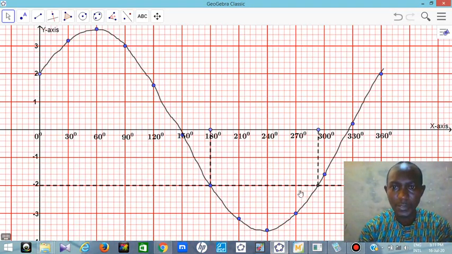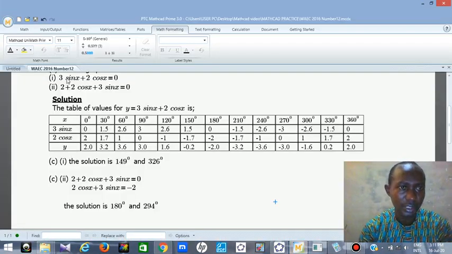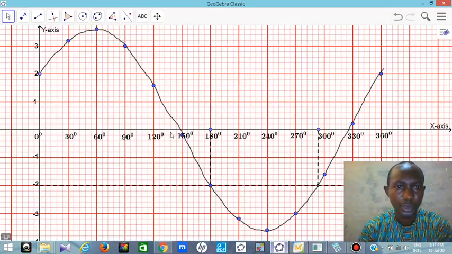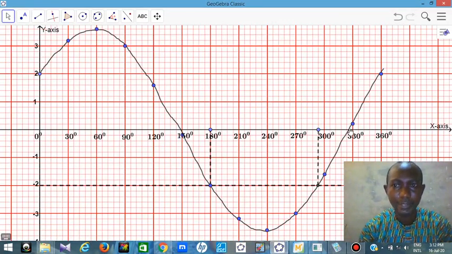Just do the same. Then to solve the two solutions they ask you now, which is 3 sine x plus 2 cos x equal to 0, that means y is 0 in this case, since this is the graph we just plotted. So when y is 0, you go to your graph. When y is 0, these are the values of x where it crosses the x-axis. You read this value on your graph. So that is the first solution.